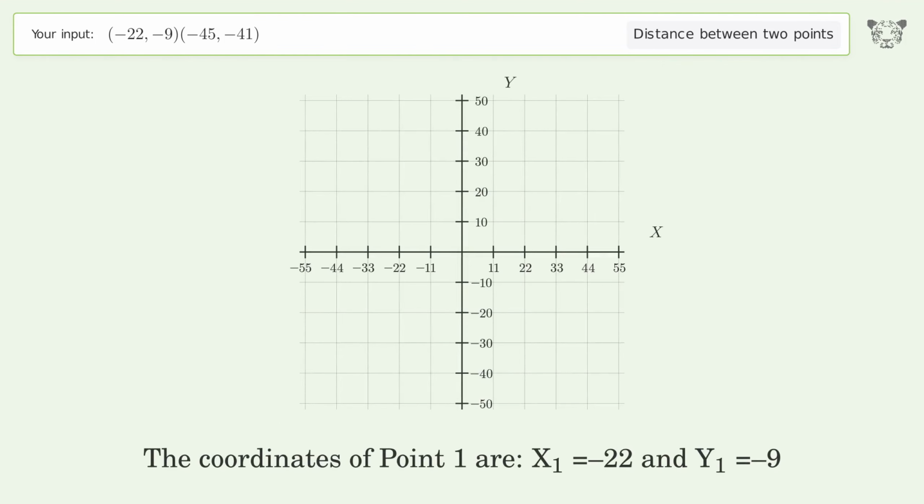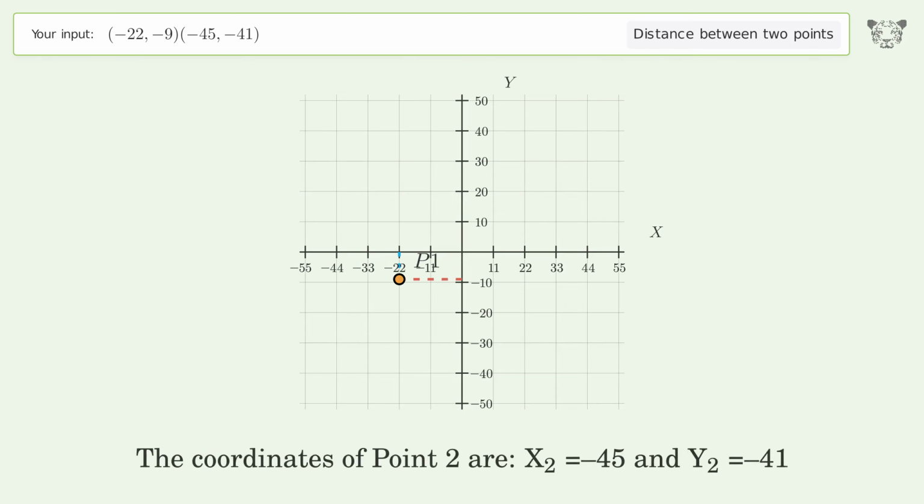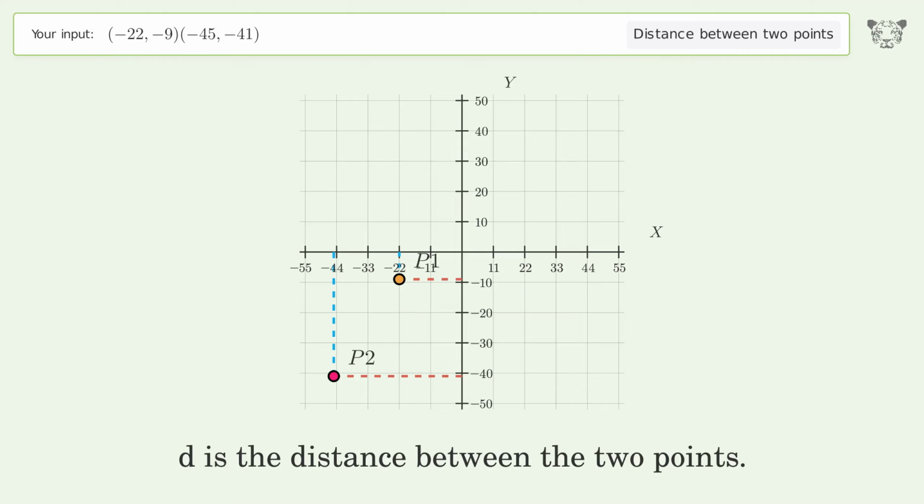The coordinates of point 1 are x1 equals -22 and y1 equals -9. The coordinates of point 2 are x2 equals -45 and y2 equals -41. D is the distance between the 2 points.